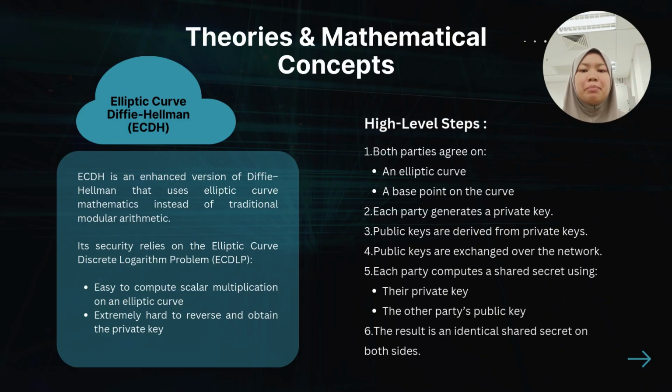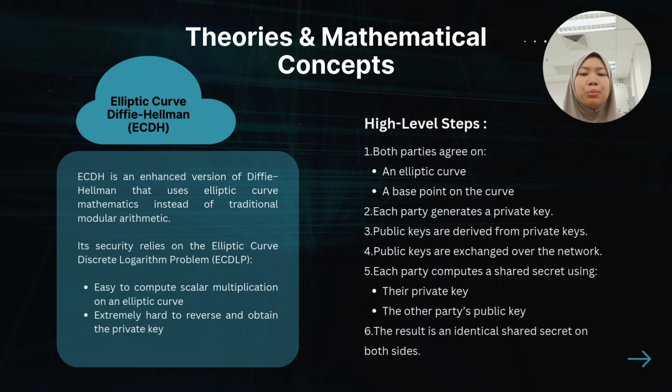capabilities. The main advantage of ECDH is that it provides the same level of security as Diffie-Hellman, but with much smaller key sizes. This results in faster computation, lower memory usage, and reduced power consumption.